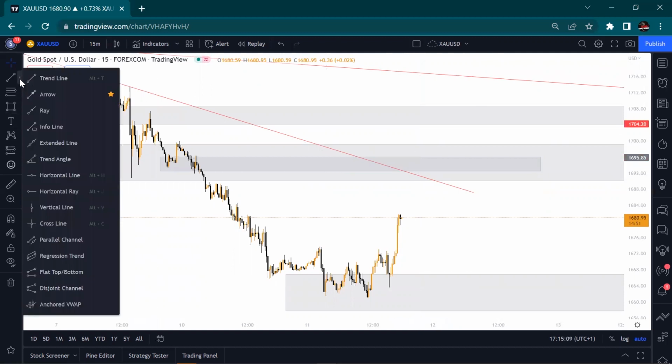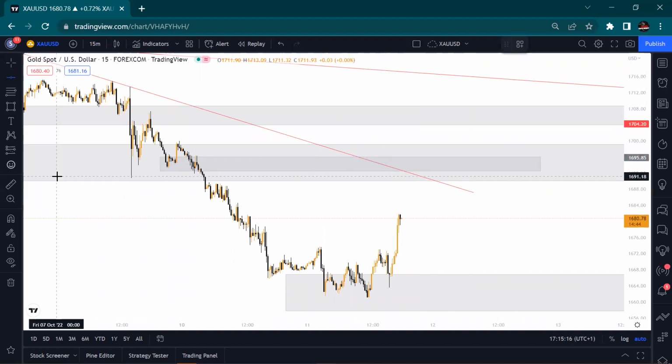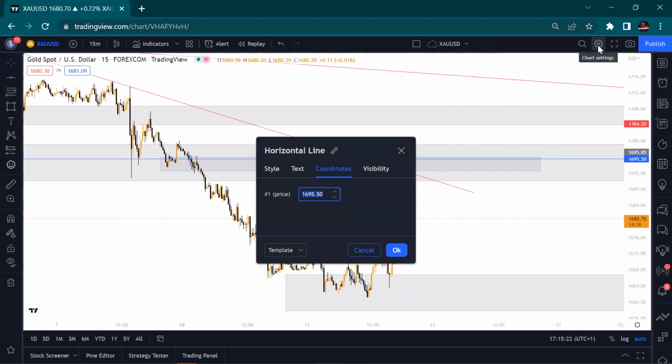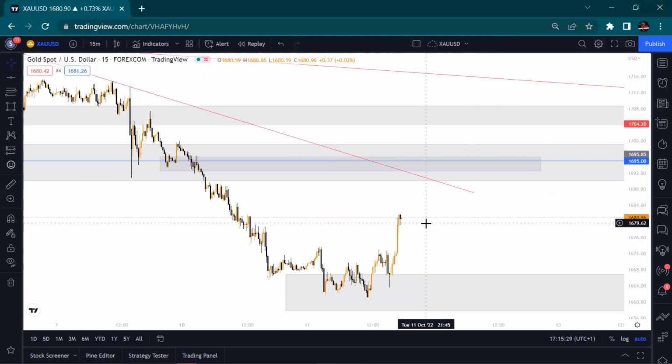Now let me add to the confluences. So that's two confluences, one trend line and this zone. Now let's see if there's a psychological level at that zone. So clearly there is a psychological level at that zone, yeah. This is it. That's a psychological level. Boom. So three confluences set already.